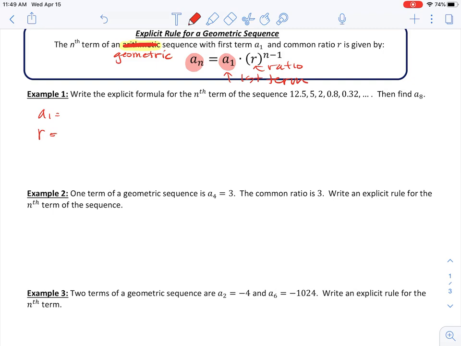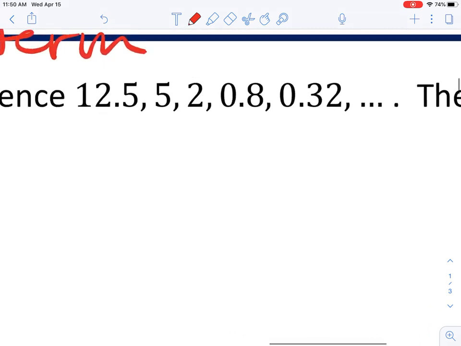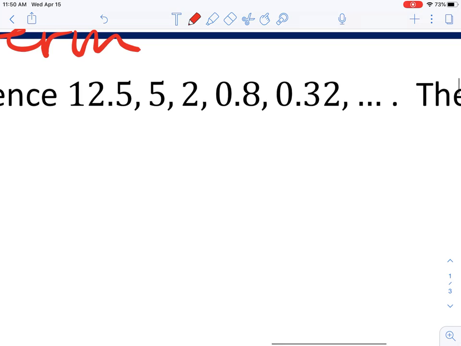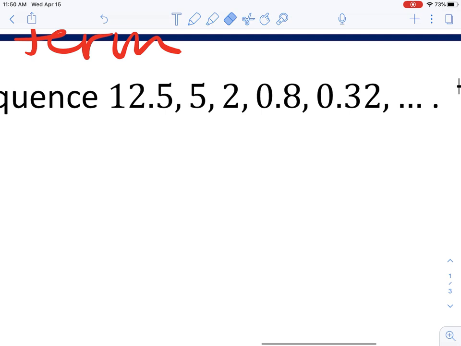So first off, I got ahead of myself here. They didn't even tell me it's geometric. So let's see if it's arithmetic or geometric. So to get 12.5 to be a 5, I would subtract 7.5. But if I subtract 7.5 from 5, I don't get 2. So it's not arithmetic. Now let's see if it's geometric. What do I multiply 12.5 by to get it to be a 5? No clue.